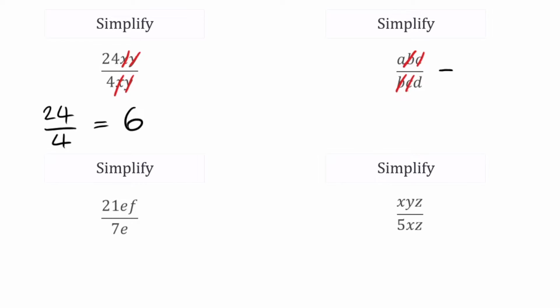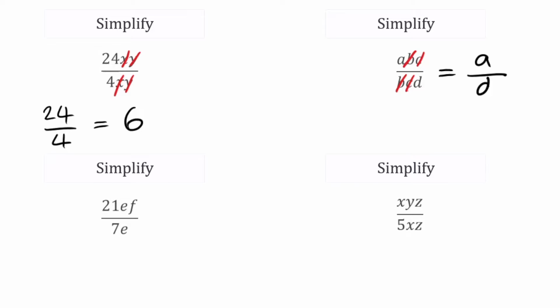Okay, so what are we left over with? Well, we're left over with a on the numerator and we're left with d on the denominator. So we've got a divided by d, different terms, so we can't do anything more with them, so that's it in its simplest form. Okay, for this next question, we've got 21ef all divided by 7e.